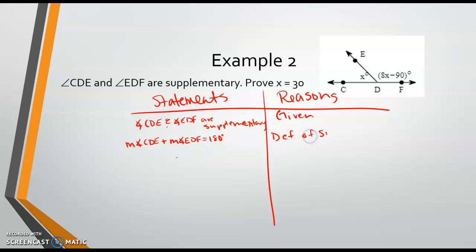Definition of supplementary angles. All right, now I know that the measure of angle CDE is equal to x, and that the measure of angle EDF is equal to 8x minus 90. I know that because it's given from the picture. So, given in picture.